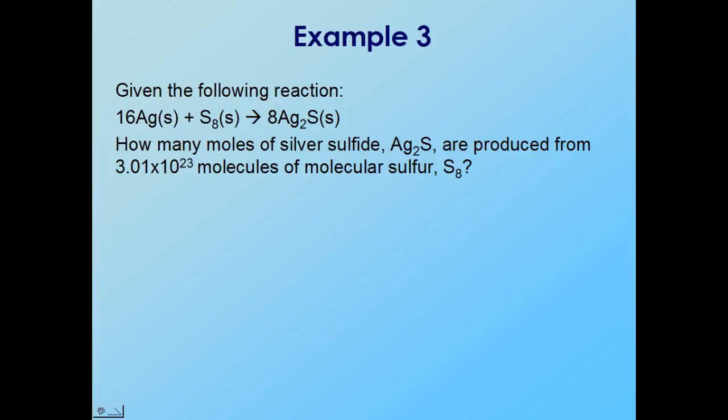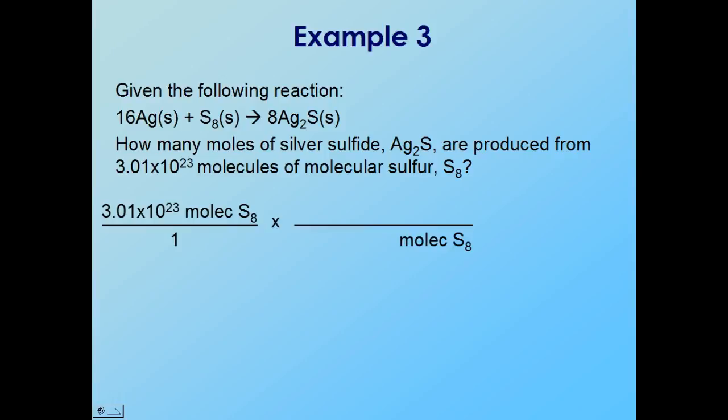Alright, and one last example with stoichiometry. We know that this is stoichiometry as opposed to a conversion because you are switching between substances. I asked you how many moles of silver sulfide are produced from 3.01 times 10 to the 23rd molecules of molecular sulfur, S8. So you are starting with that quantity of S8 molecules, 3.01 times 10 to the 23rd. When I set up my conversion factor, I need to account for the fact that I want to cancel out the molecules of S8, and I want to find moles of silver sulfide.